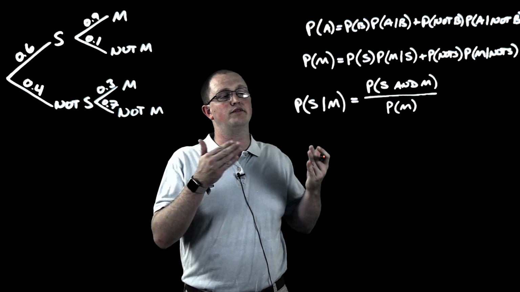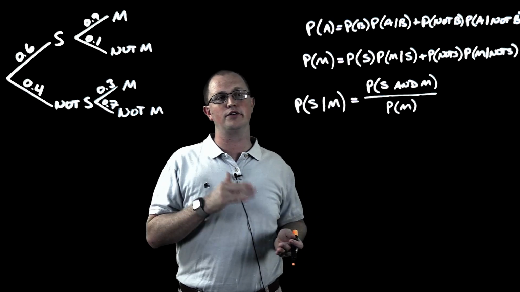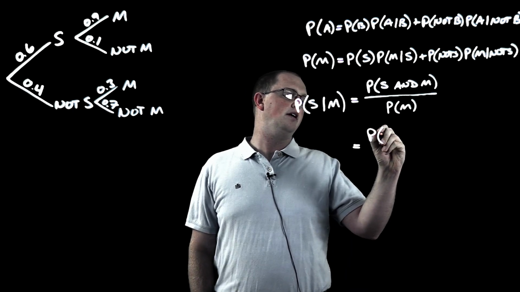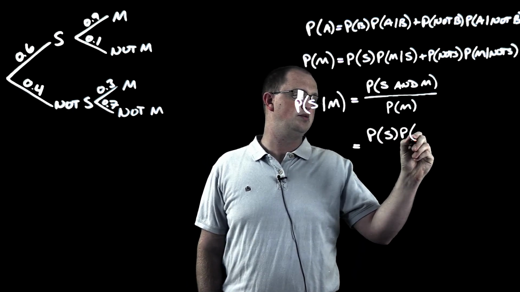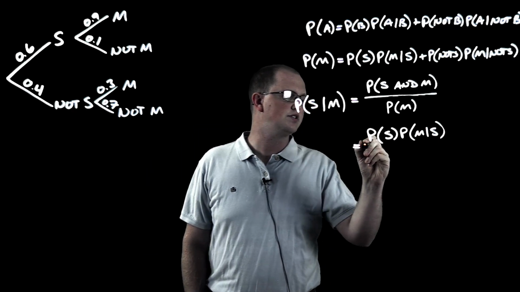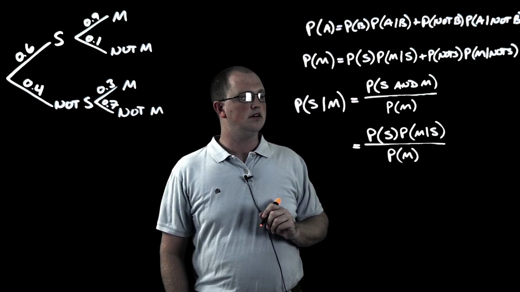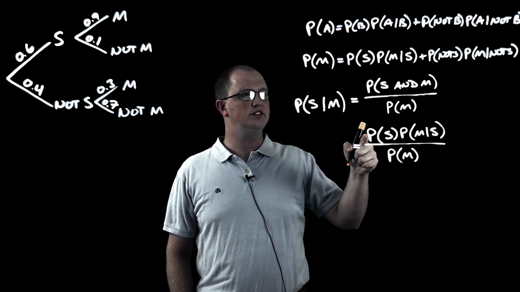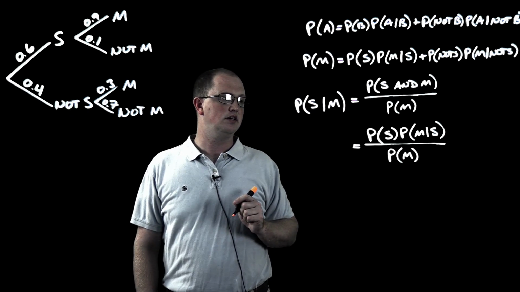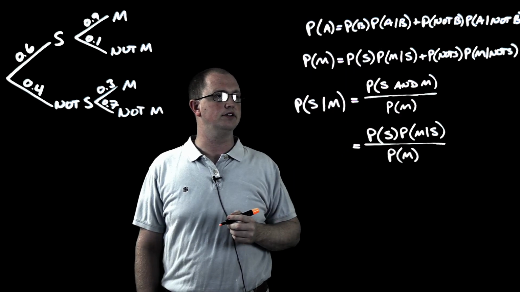But we don't know the probability of S given M. But we can also rewrite it in terms of the other type of conditional. So we can write this as the probability of S times the probability of M given S. And then we still need to divide by the probability of M. But these probabilities are probabilities that we know. They're the probabilities from the tree. And we know the probability of M, right? We have it here from the total law of probability.